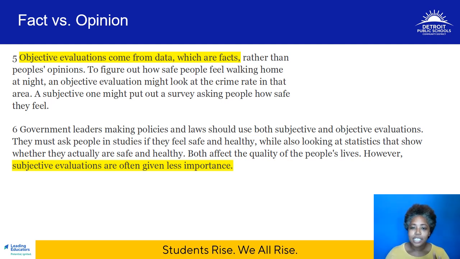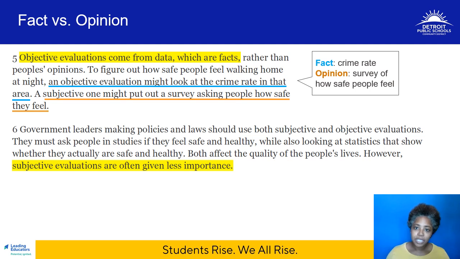The author is contrasting two ways to figure out how safe people feel walking home at night. One is a fact, and one is opinion-based. To measure this objectively using facts, you would use the crime rate. To measure this subjectively based on opinions, you could use a survey asking people how safe they feel. Now let's look at paragraph 6.